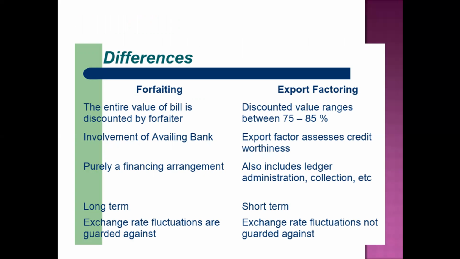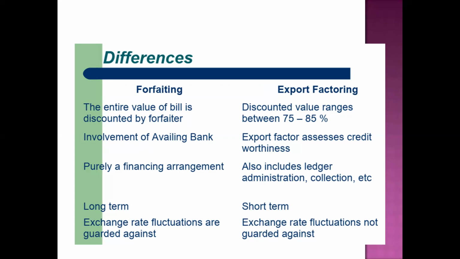Now, if you see the difference between forfeiting and factoring, they look the same, but there is a lot of difference. In the case of forfeiting, the entire value of the bill is discounted by the forfeiter with the financial institution. But in the case of factoring, hardly 75 to 85% is discounted, and the remaining amount will be received from the factoring company and paid afterwards. So the discounting happens only to the tune of 85 to 90%, but not 100%. In forfeiting it is 100%, because the whole of the rights of the receivables is purchased by the financial institution.